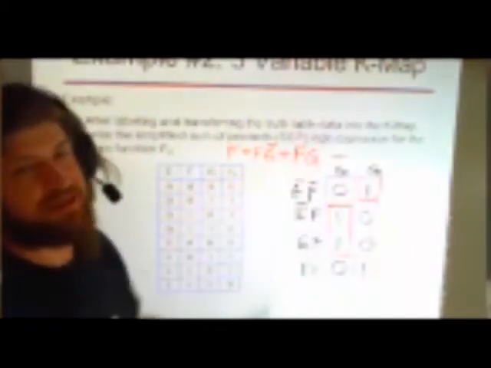So here now we're going to deal with this around-the-edge circling. Since E changes within it, we can get rid of the E. But since F is 0 in both of those cases, and G is 1 in both of those cases, we'll keep F is 0 and G is 1. So we get F equals F G naught or F naught G.